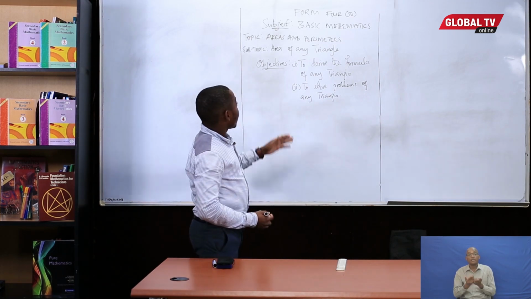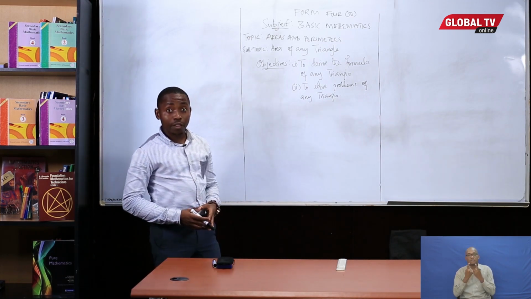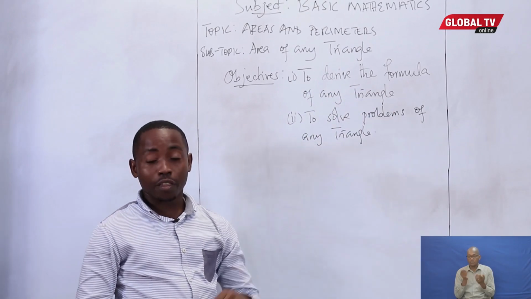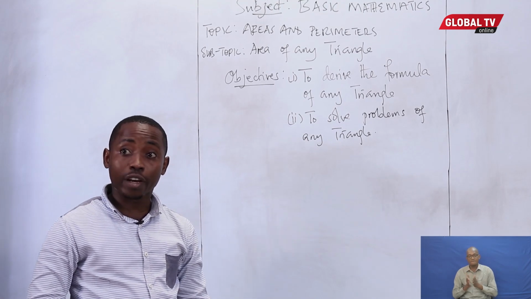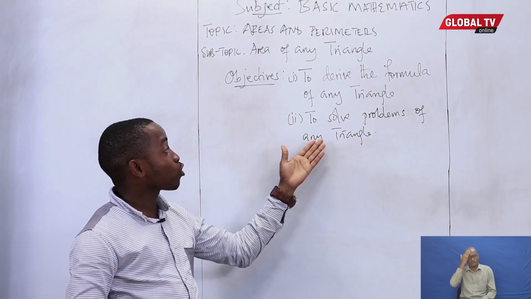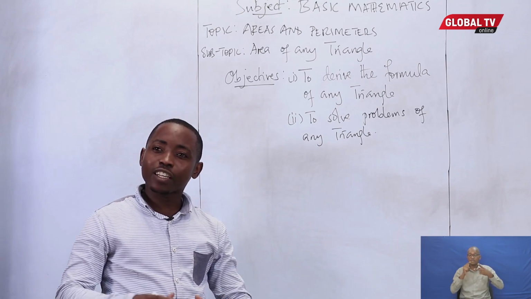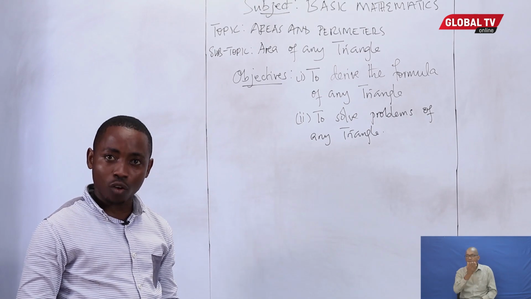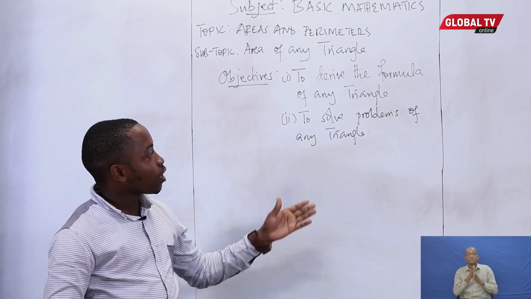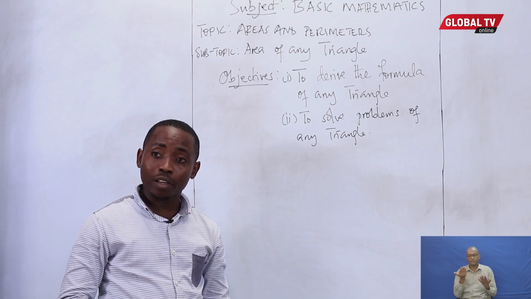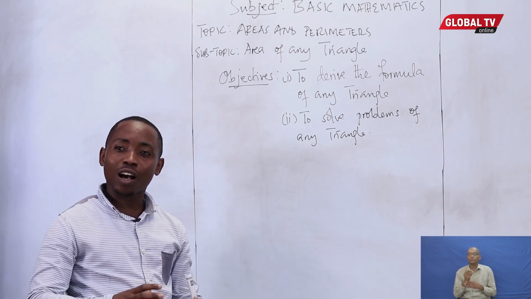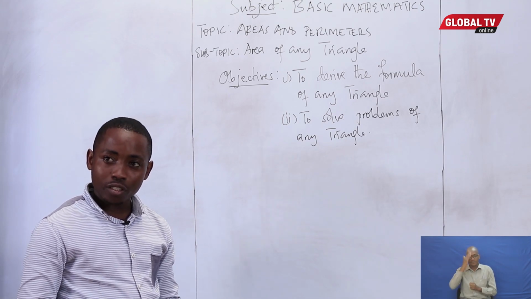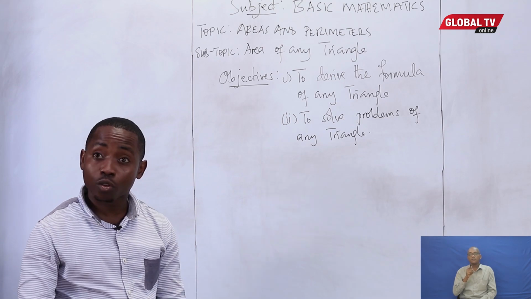Welcome. In our topic, we have objectives. In this objective, we need to discuss how to derive the formula of any triangle. That is the first part. And the second part is we need to know how to solve problems concerning any triangle, from the four mentioned triangles that we know. So in order to derive the formula, first of all, we need to remember the common terminologies that can help us.